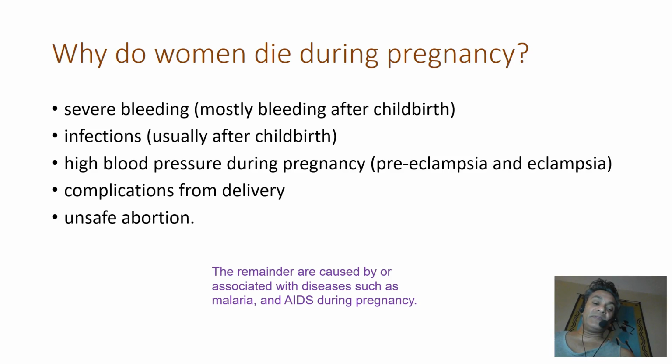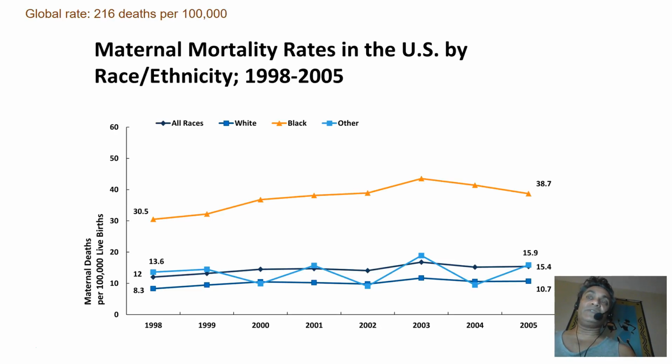And the remainder of these maternal deaths are associated with the diseases that make the news: malaria, AIDS, and so forth. Now this graph shows us something very interesting. This is MMR rates in the USA from 1998 to 2005. The orange line is Black Americans, and the other lines are all races, white and other. Now, the latter three are very similar to each other, and the Black population clearly is distinguished in having a noticeably higher MMR across all years in the USA.